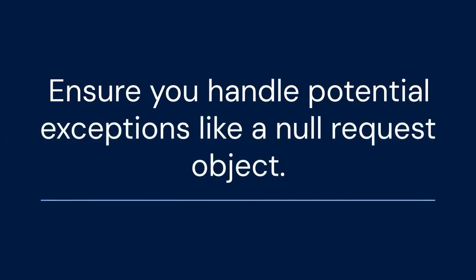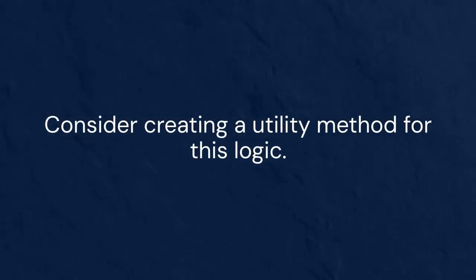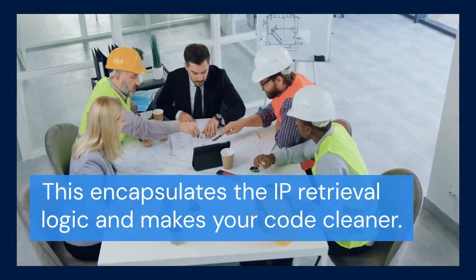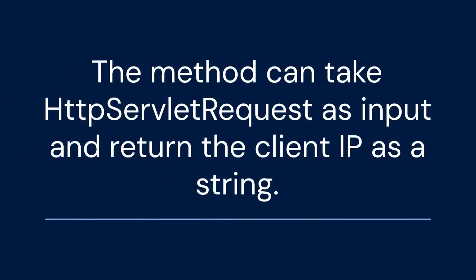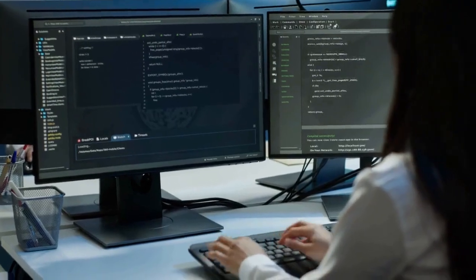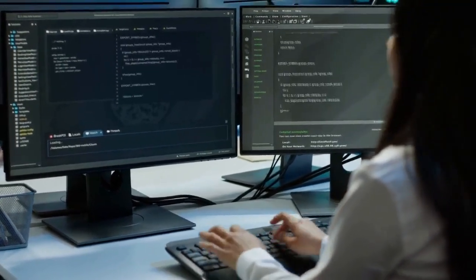Ensure you handle potential exceptions, like a null request object. Consider creating a utility method for this logic. This encapsulates the IP retrieval logic and makes your code cleaner. The method can take HttpServletRequest as input and return the client IP as a string. You can then reuse this method across your controllers.